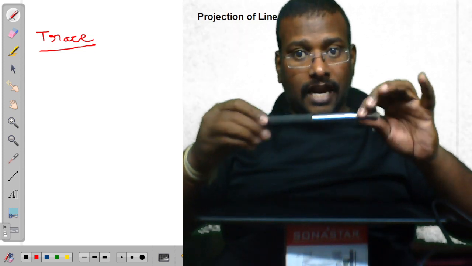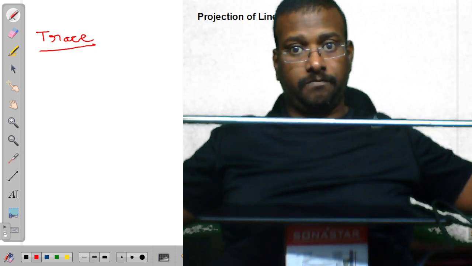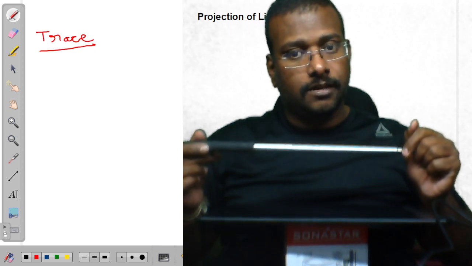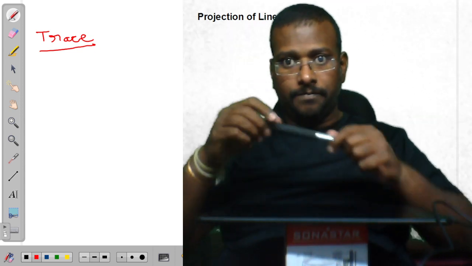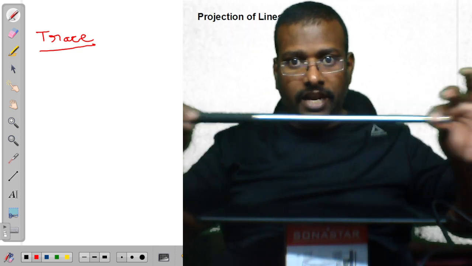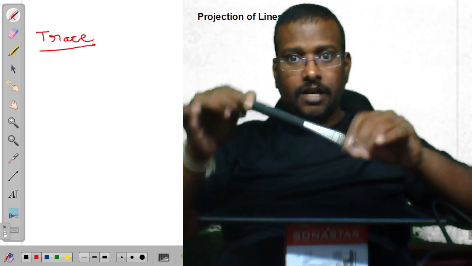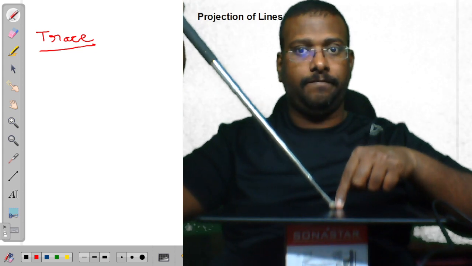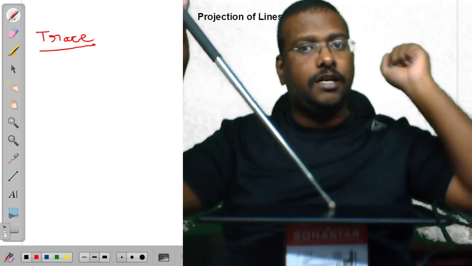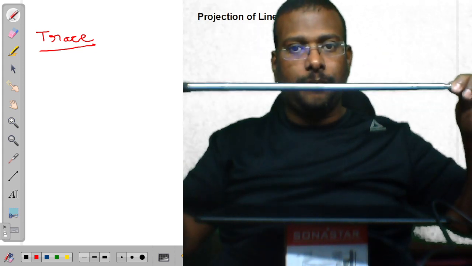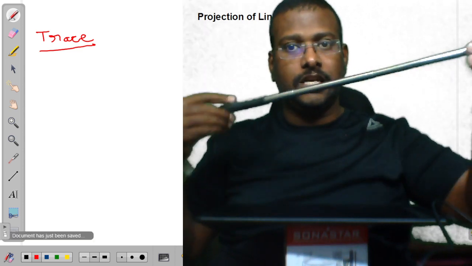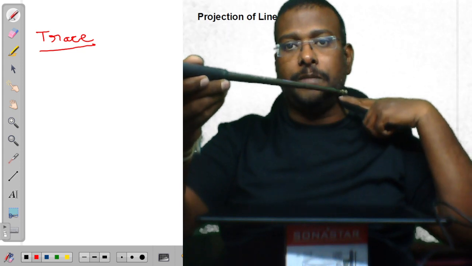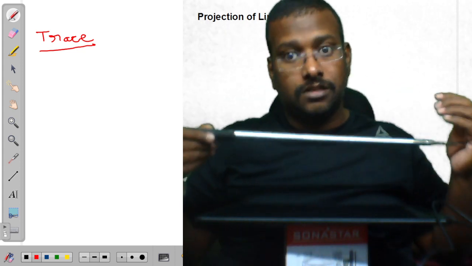Sometimes the line may not have the trace, sometimes it has. Which trace? Remember, if it is parallel to HP, if I extend it, it won't touch HP. If it is inclined to HP, it will touch HP, so it has a horizontal trace. If it is parallel to VP, it won't have a vertical trace. If it is inclined to VP, if I extend it, it will touch VP, so it is called the vertical trace.